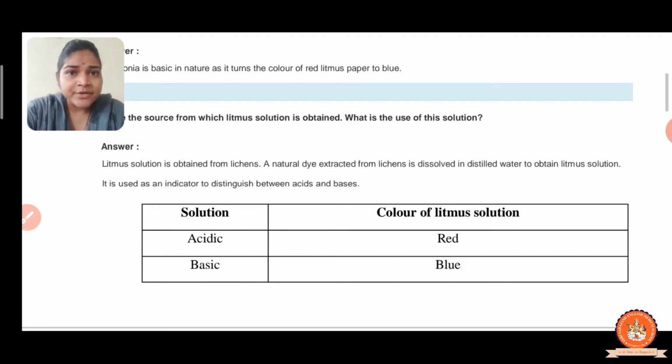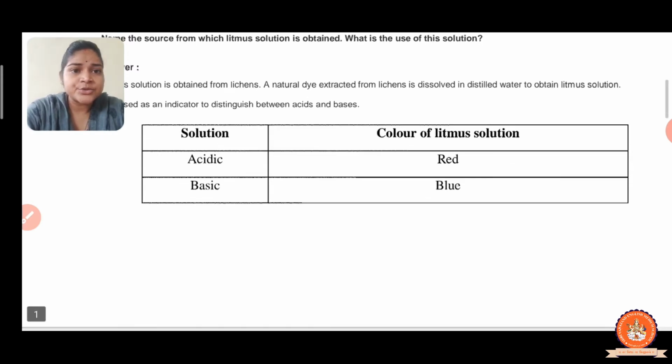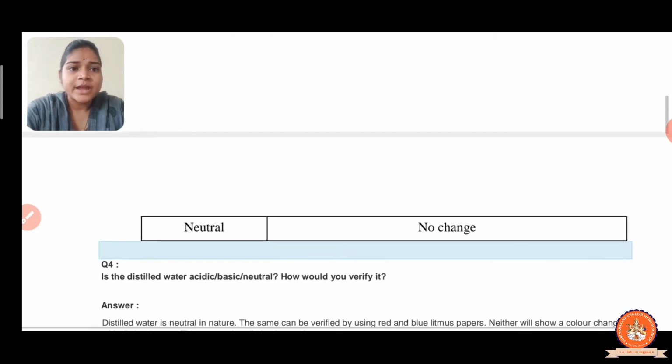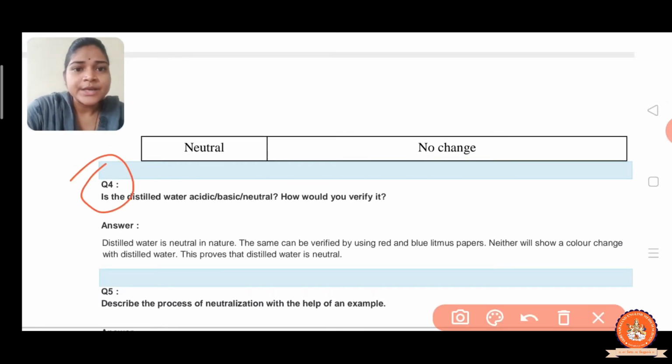Now one more question in that: what is the use of this solution? It differentiates acid and base solutions, right? Now the solution is given and the color of litmus is also given. An acidic solution turns it red, a basic solution turns it blue, and for a neutral solution there is no change, right? Now again, question number 4: is distilled water acidic, basic or neutral? How do you verify it?